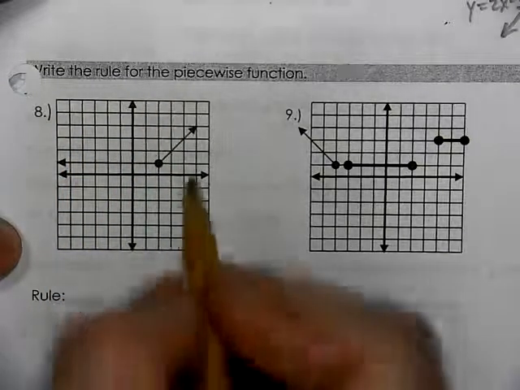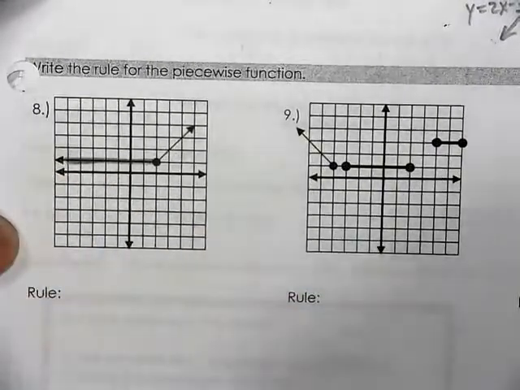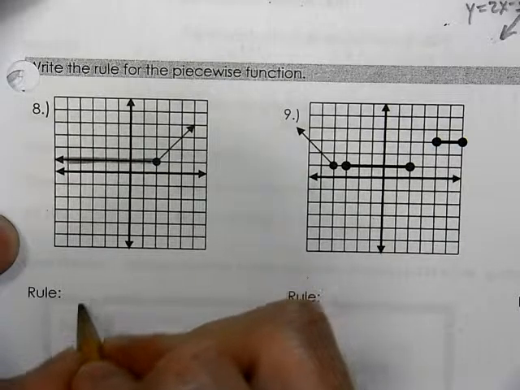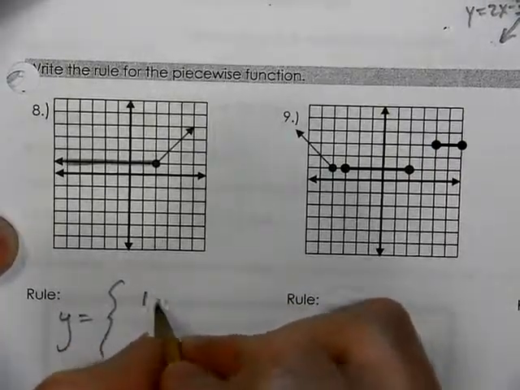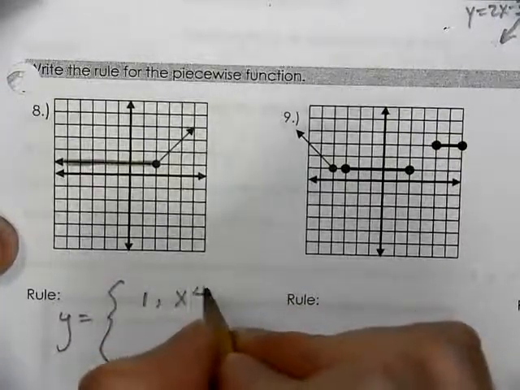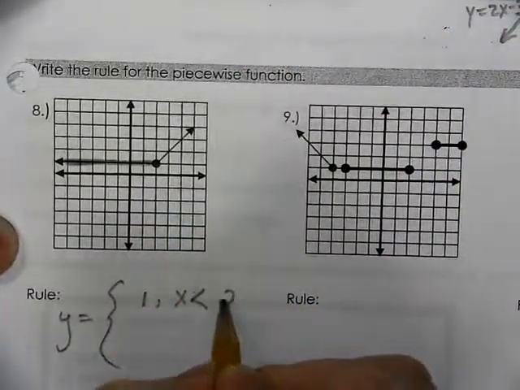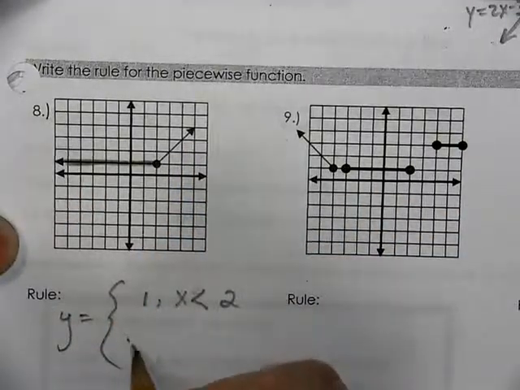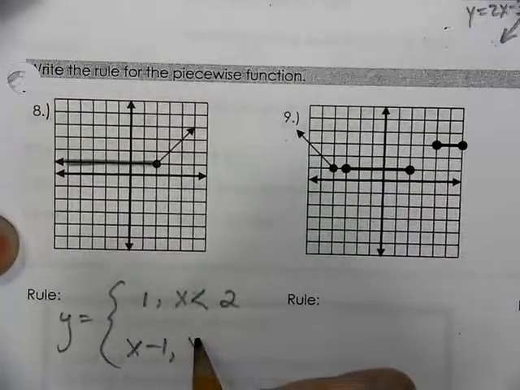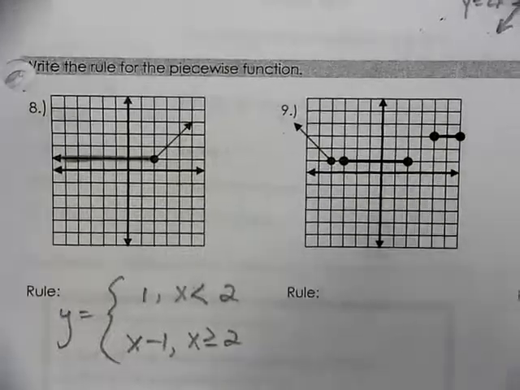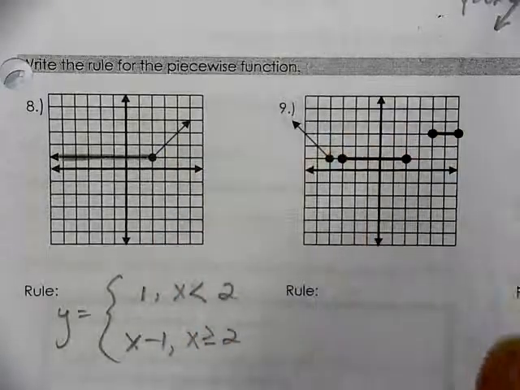We're going to write the rule. This is a little hard to see, but you have a line coming in here also. So we're going to be on the line 1 whenever we are less than 2, and we're going to be on the line x minus 1 whenever we're greater than or equal to 2. I can put the equal sign on either equation, it doesn't matter. I like to put it on the one that moves to the right.